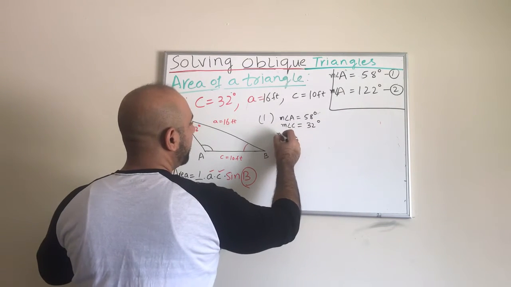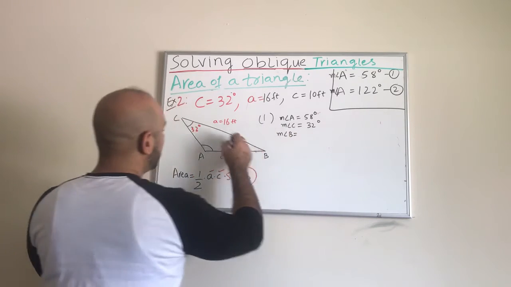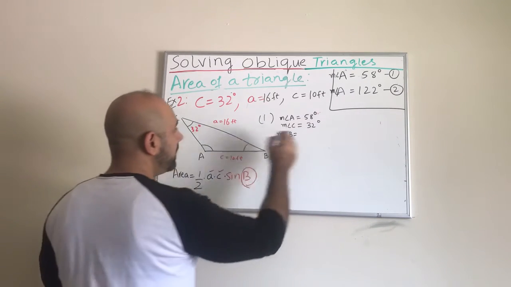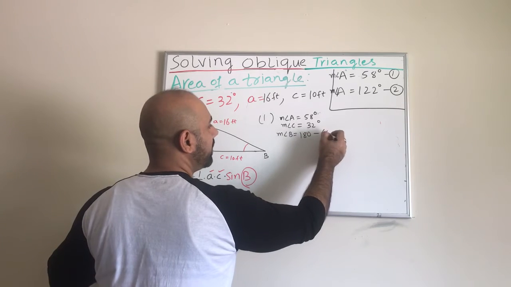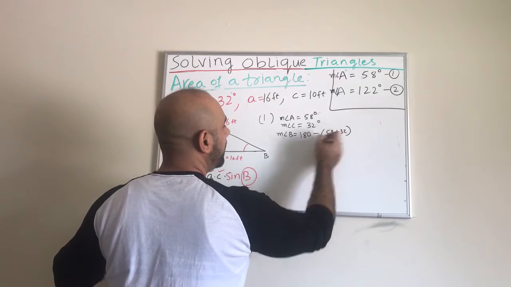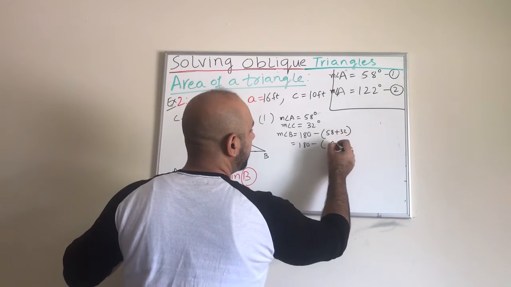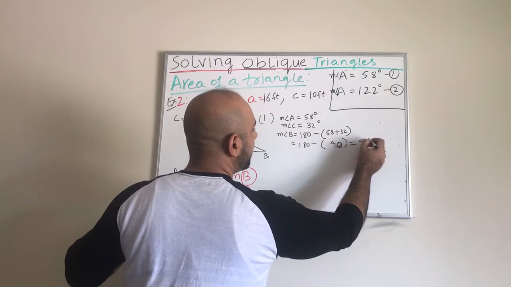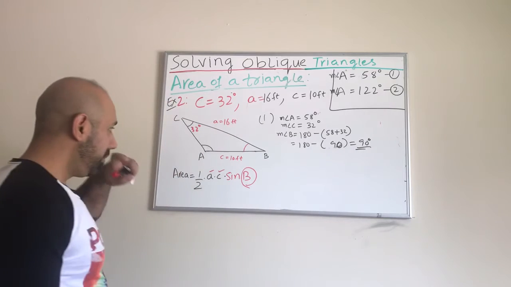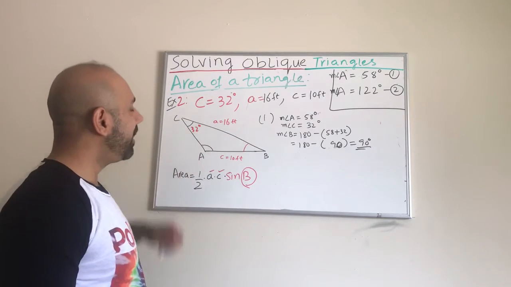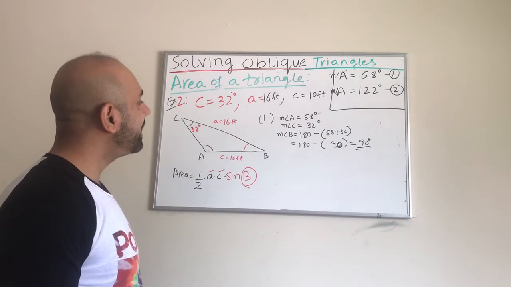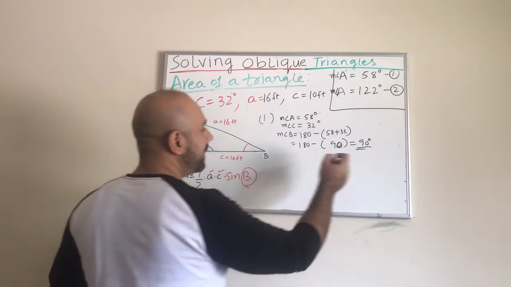Now from there I can find the measure of angle B, because we know the sum of these three angles is 180 degrees. So it's going to be 180 minus the sum of the other two, 58 plus 32, so it is 180 minus 90, which is 90 degrees. So the measure of angle B is 90. It does not exactly look like how we drew it, but that's fine, guys.